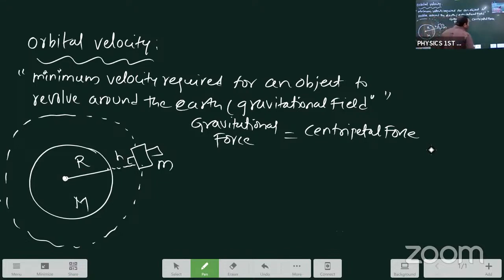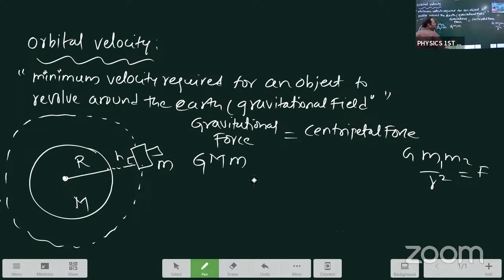What is the gravitational force? Newton's law of gravitation: F equals G m1 m2 by r square. G stands for the gravitational constant, m1 and m2 are the two different masses, and r is the distance. Here the distance is R plus h, from the center of the Earth to the satellite. So we write (R plus h) whole square.